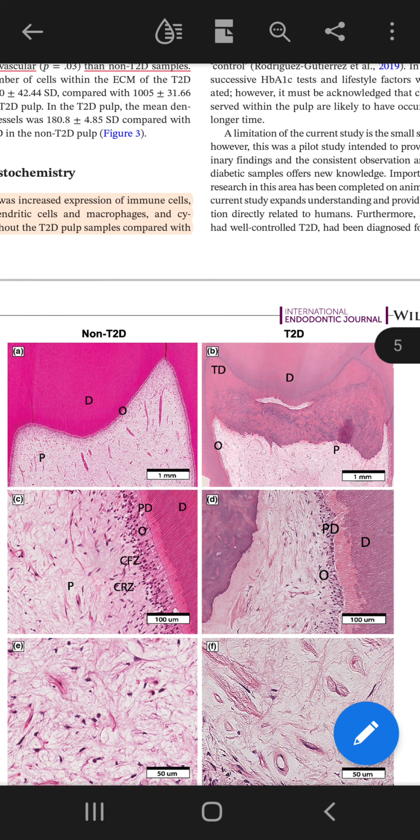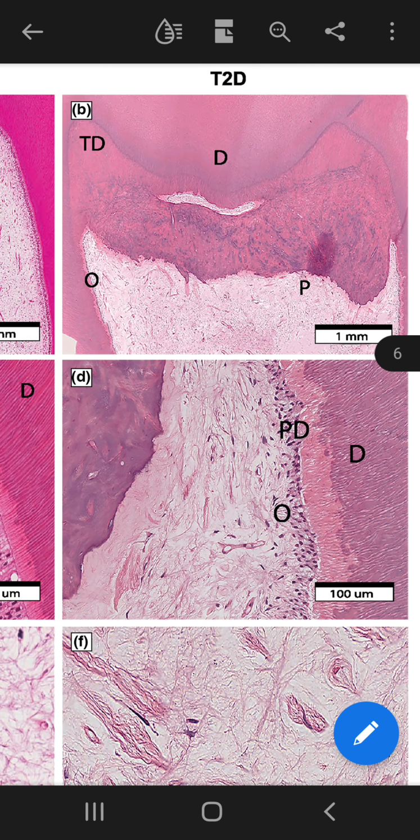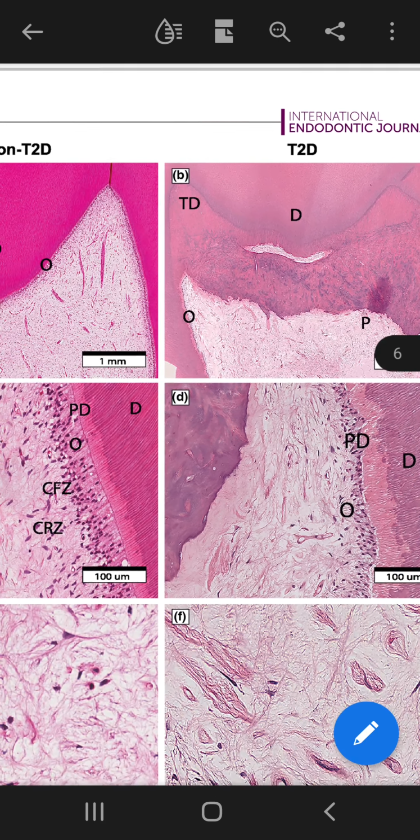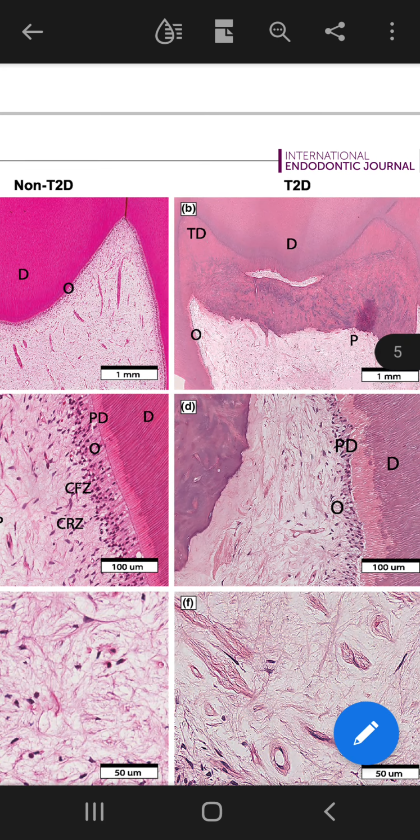Also, there are changes in the predentin for the type 2 diabetic patients and more calcified tissue, and also TD, which indicates tertiary dentine-like structures, were present in the type 2 diabetic patient pulp. If we look at the D slide, it indicates that there is some discontinuity in the odontoblast layer, and also the orientation is slightly different when we compare it to the non-type 2 diabetic normal pulp.